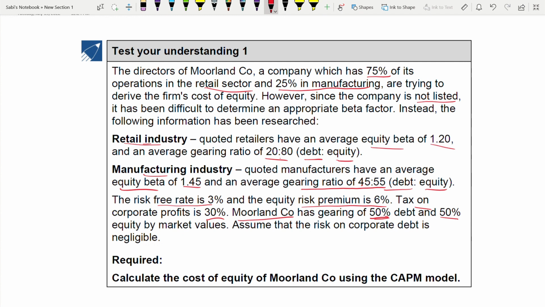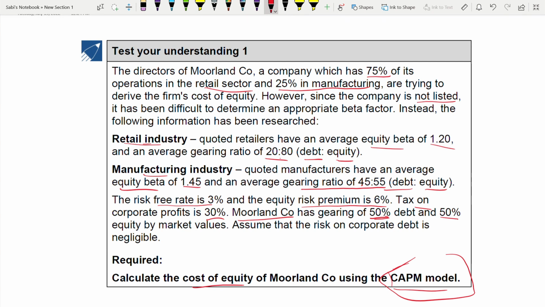Assume that risk on corporate debt is negligible. Calculate the cost of equity using the CAPM model. They will not even tell you this in the exam. They will just give you information and you have to identify. Out of the three methods, dividend valuation you cannot use because you are not given the growth rate, you are not even given the dividends. Then the third is M plus M. That also you cannot use, you need geared and ungeared equity for that. The only thing is CAPM for cost of equity.